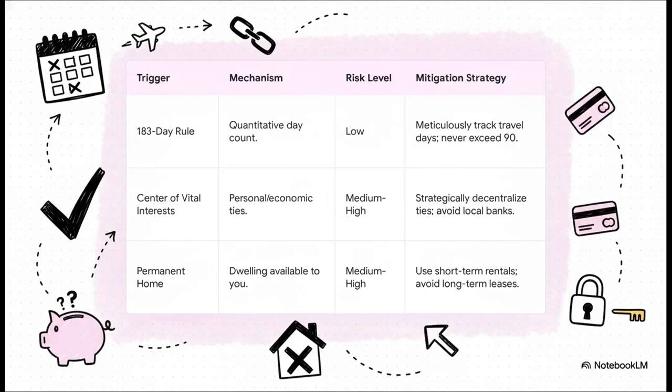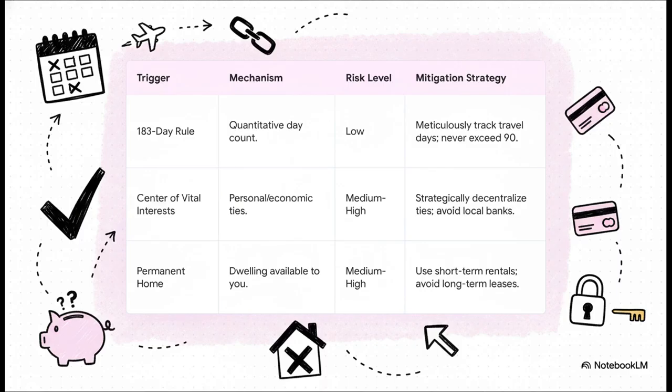So this table breaks down your game plan. That first rule, the 183-day one, the risk is low because you control the numbers. The strategy is easy, just track your days. A lot of smart nomads won't even go past 90 days in one place, just to be extra safe. But look at the next two rows, Center of Vital Interests and Permanent Home. The risk level jumps to medium-high because they're not just about math.